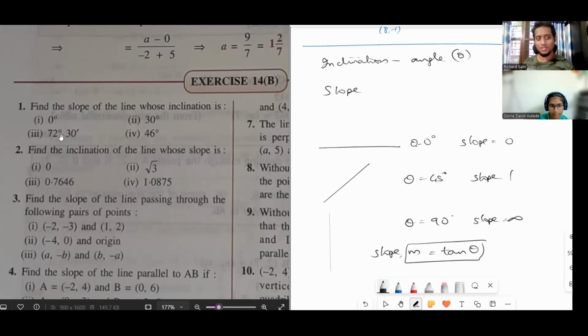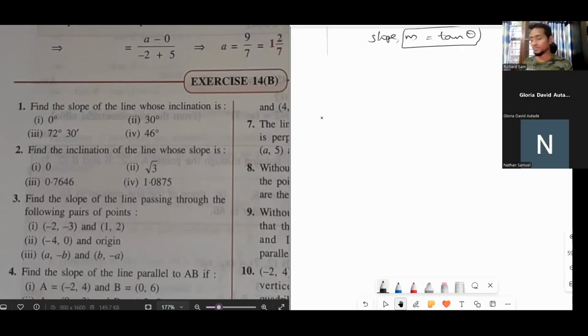Okay, now what about these values? 72 degree, 30 minutes. How will we find that? From the textbook? You have the table behind the book. You checked? Yes, so for numbers that are not in the table, see, we know the values for tan 0, 30, 45, 60 and 90.